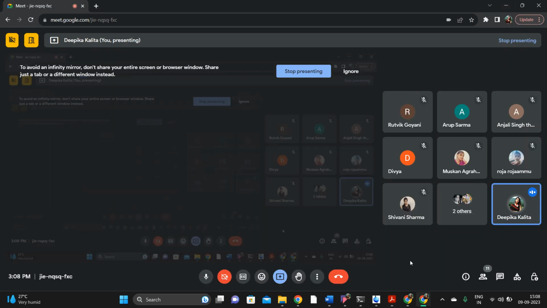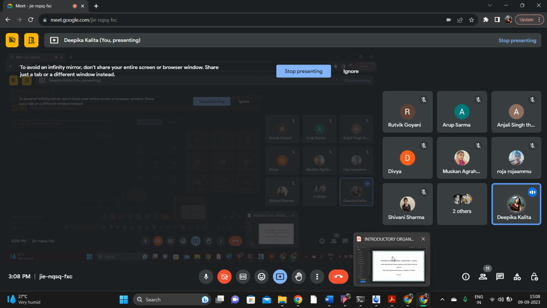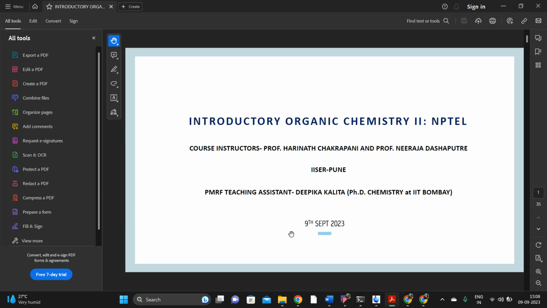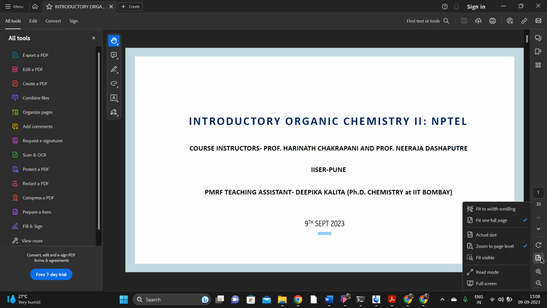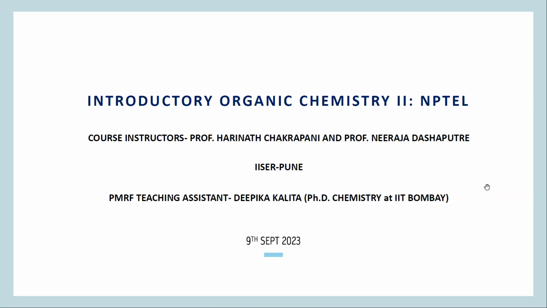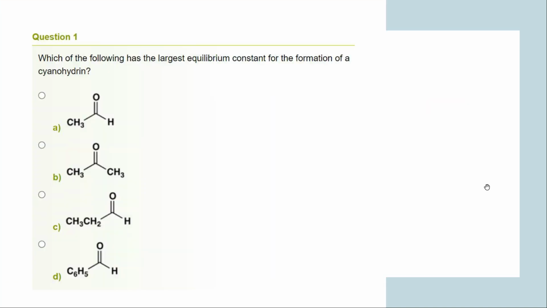With this, we are going to solve a few new questions on this third tutorial of the course. So let us start. The first question of today's tutorial is, which of the following has the largest equilibrium constant for the formation of a cyanohydrin? You are given four options here and you are being asked which of the substrates given will readily undergo cyanohydrin formation when the reaction conditions are given.